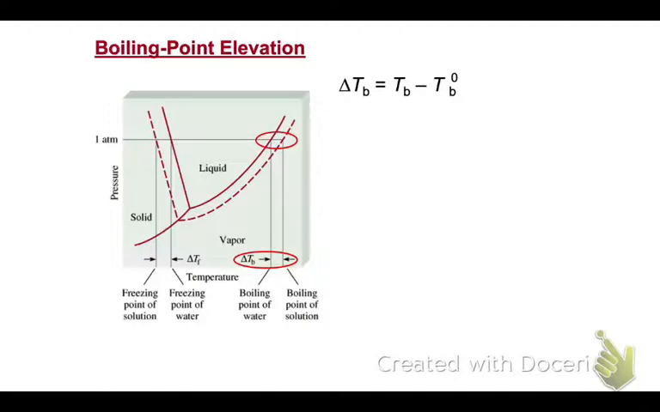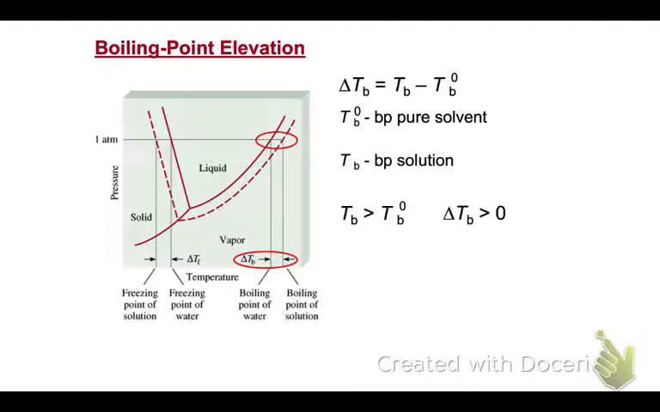Mathematically, the change in the boiling point, which is the boiling point of the solution minus the boiling point of a pure solvent, the change has to be a positive value. That's why I subtract the pure solvent from the solution, because the solution is a higher value and I need that difference to be positive.